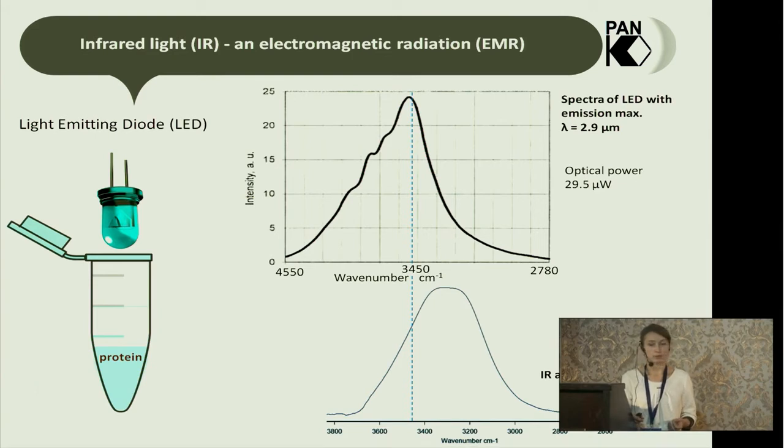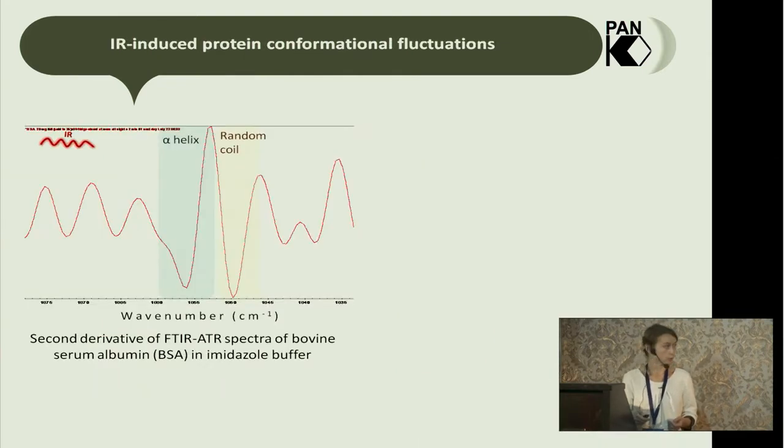And as a first step, we wanted to see how this weak electromagnetic radiation, this infrared light, affects the protein secondary structure in solution. To do so, we performed Fourier transform infrared spectroscopy measurements on our proteins. Here I would like to show an example. I would like to stress that this is an example because we have seen similar behavior also for other proteins. This is bovine serum albumin: the second derivative of infrared spectra for bovine serum albumin, dissolved in imidazole buffer.